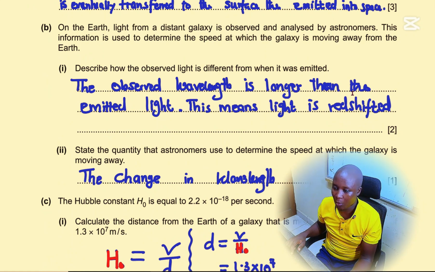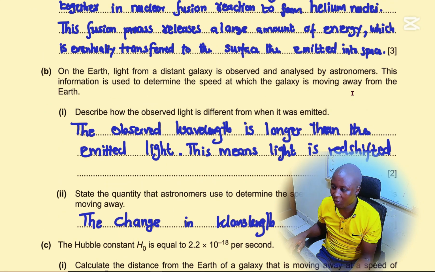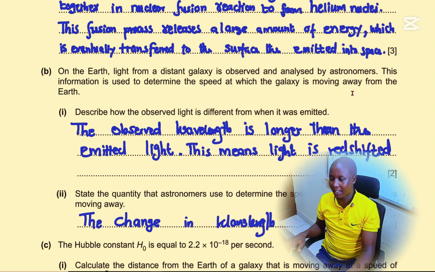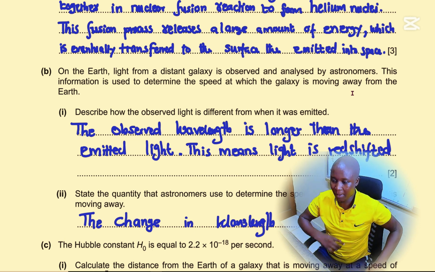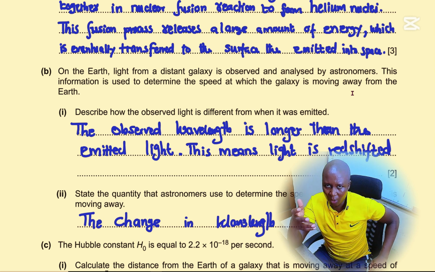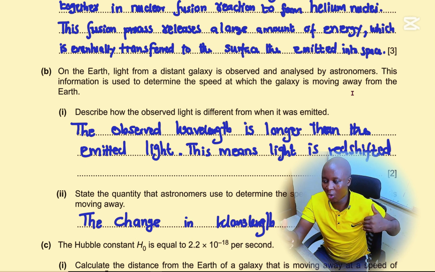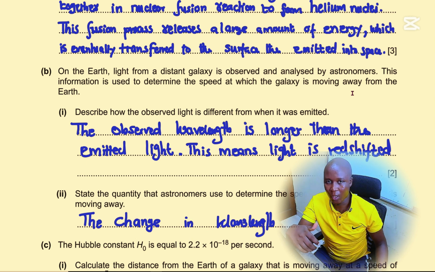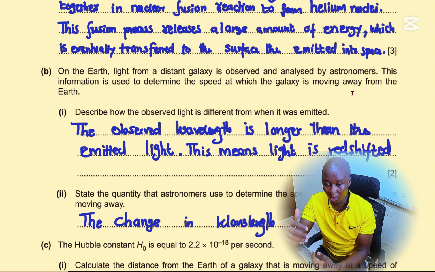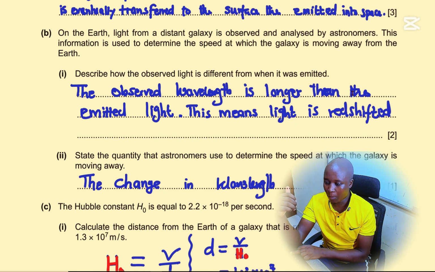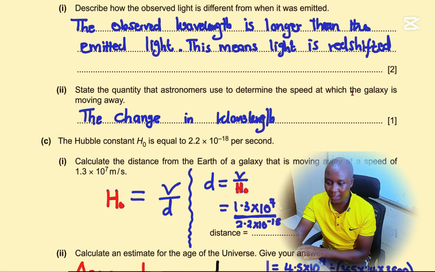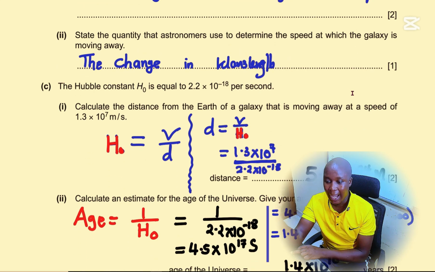Also, describe how the light observed from the galaxy differs from the light that is emitted. Remember, the galaxy is moving away, so the observed wavelength is longer than the emitted one because of the redshift. You need to understand that also. State the quantity that astronomers use to determine the speed of a galaxy. That's the change in wavelength.